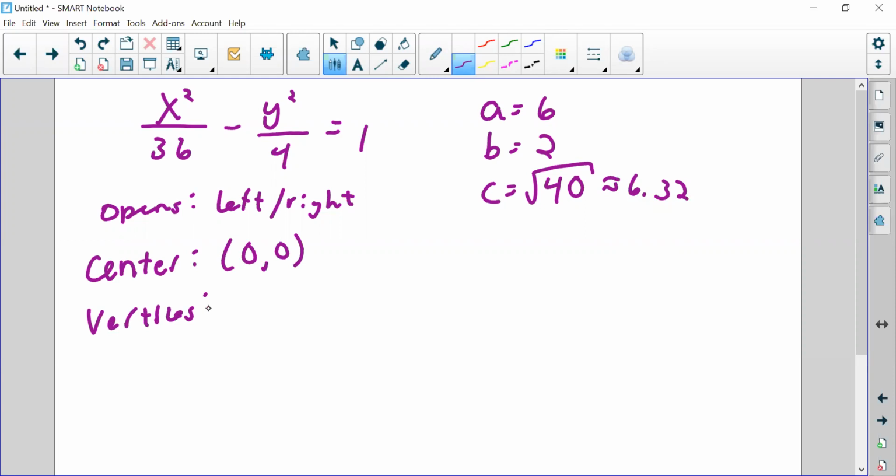Where are the vertices? Is the x going to change or the y going to change? The x, because it's opening left and right, so we're moving along horizontally. So what are we going to add or subtract from the x of our center? A, which is 6. So what will that give us? 6, 0 and negative 6, 0. Those are my two vertices.